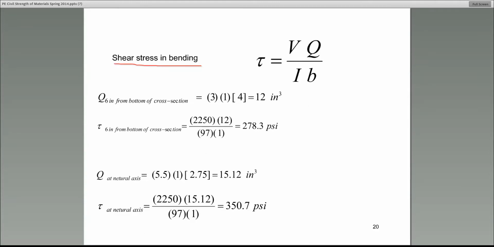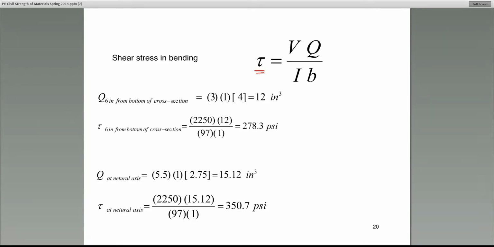All right? Now, the equation, as I said, is VQ over IB. By the way, shear stress, we always use the Greek letter tau, T-A-U, tau. And that's what the symbol looks like. So tau is equal to VQ over IB.